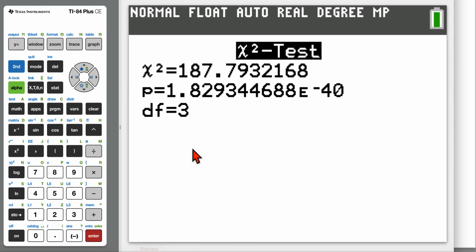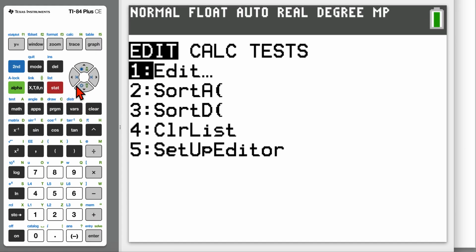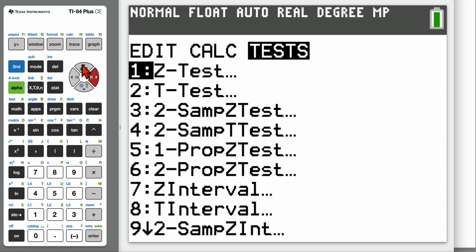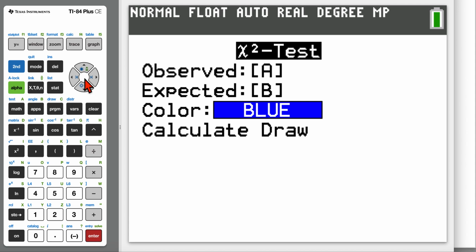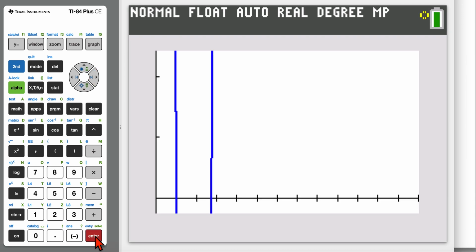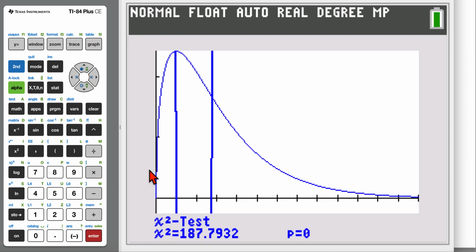And one last thing I want to point out, again, if you go to stat, arrow over to test, up to chi-squared test, if you go to draw instead of calculate, you'll notice the chi-squared curve, unlike the normal model, is not symmetric. It is always a right-tailed curve. Okay, so just a reminder, the chi-squared curve is not symmetric, and a high chi-squared value always leads to a small p-value.